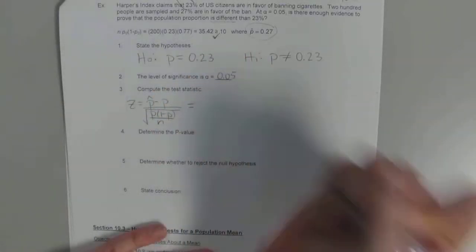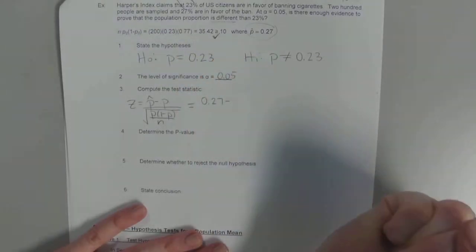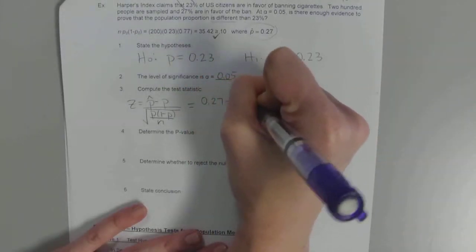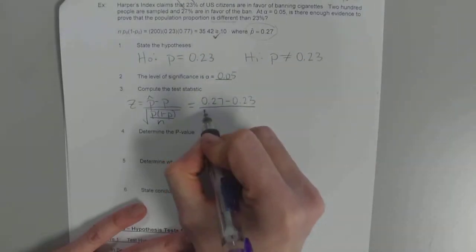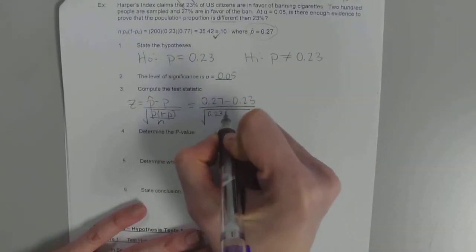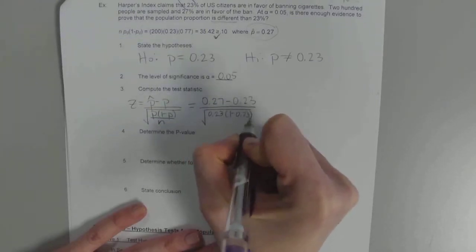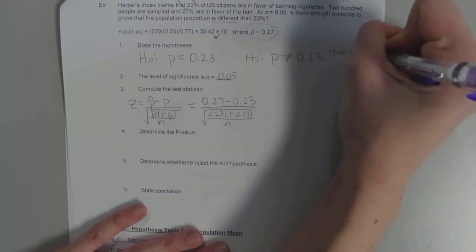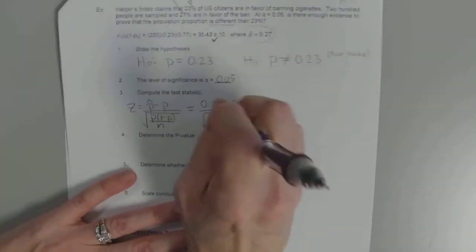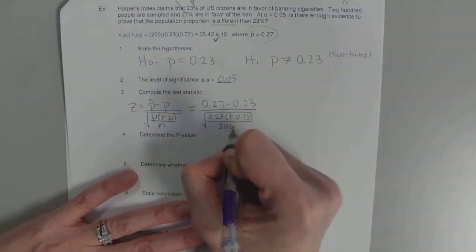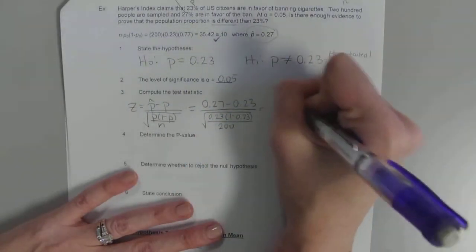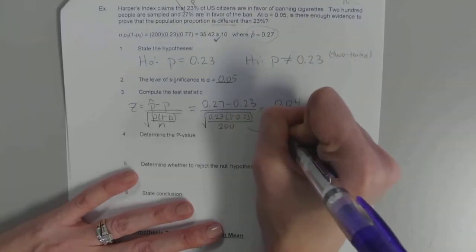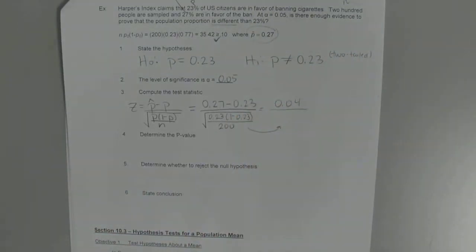All right, let's fill in what we know. What was our sample proportion? 27. Minus our supposed proportion of 23 over 23 times 1 minus 0.23 over N. And I forgot to say this was two-tailed, sorry. N is 200. Oh, yeah, but I want to put that in there, not just N, 200. All right, do your difference on top, so we can do that pretty easily. That's the 4%. But remember, lots of decimals, use like 4 decimals, 4 or 5, really. I did 4 in my notes.